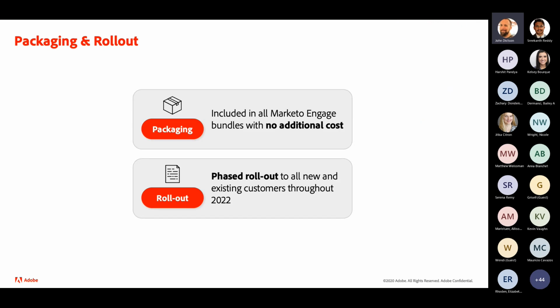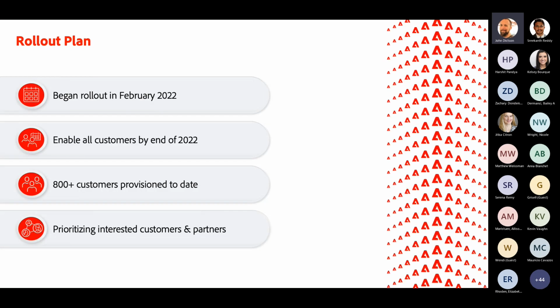So, rollout. I saw this question in the chat. This is the best part about dynamic chat: it's free. So we are including it as a new channel in all Marketo Engage bundles at no additional cost. So this will be available to all customers. Our goal is to make this available to everyone by the end of the year. So we started rolling out in February, and we've so far enabled 800 plus customers, and we're working hard to continue through the remainder of the customers through the rest of this year.